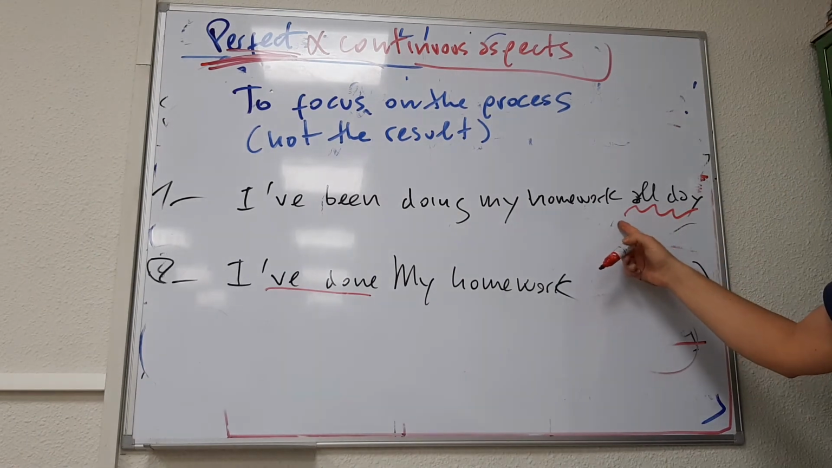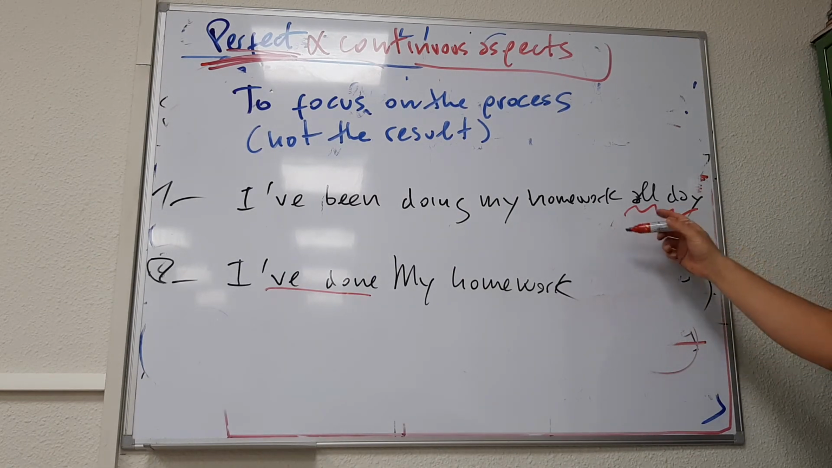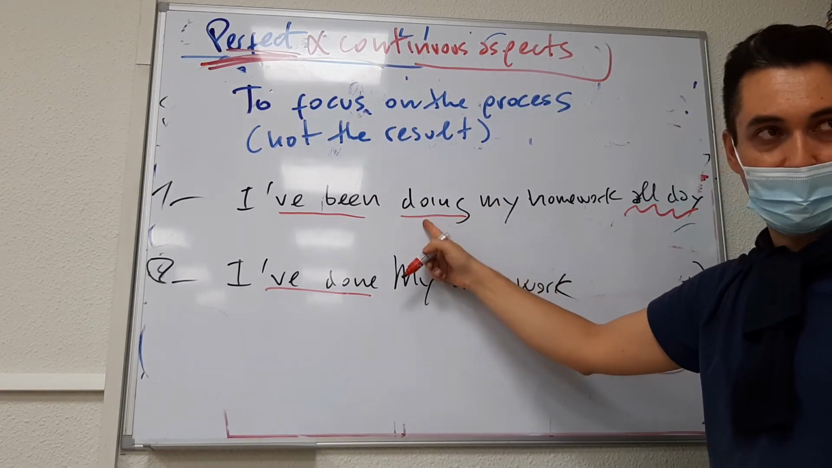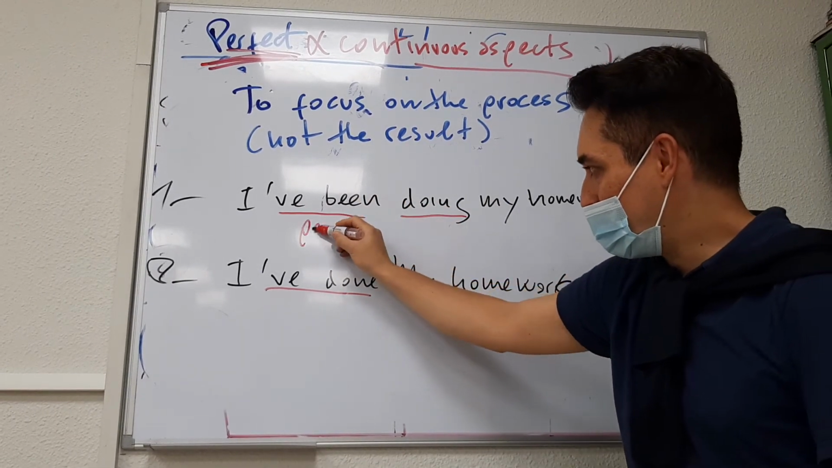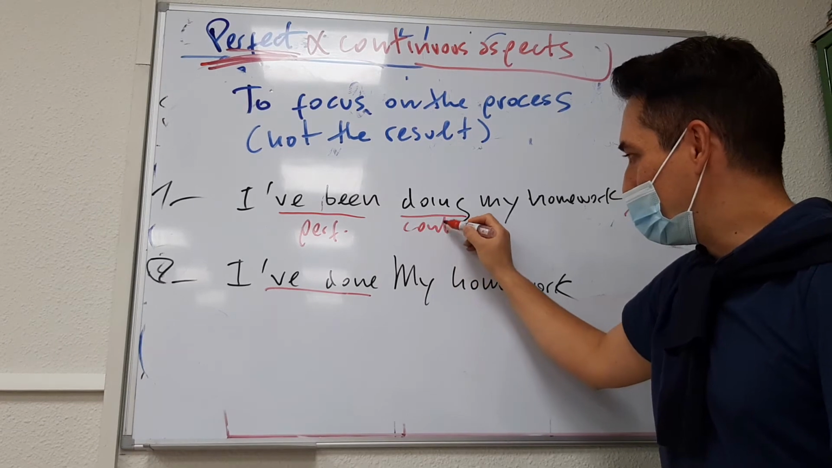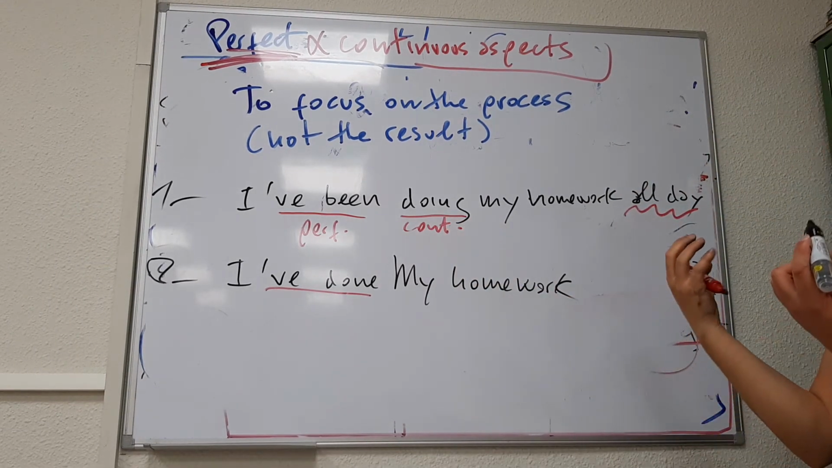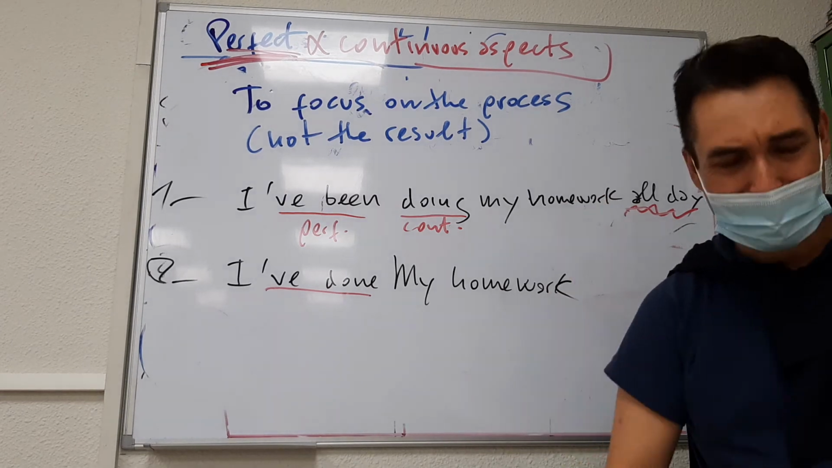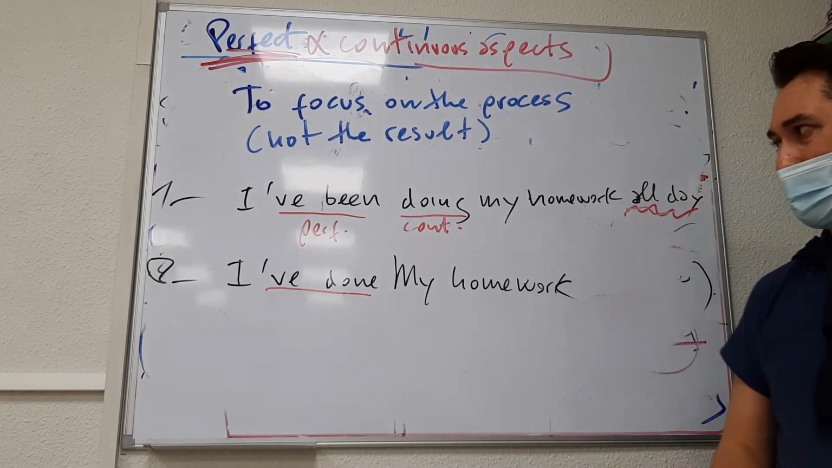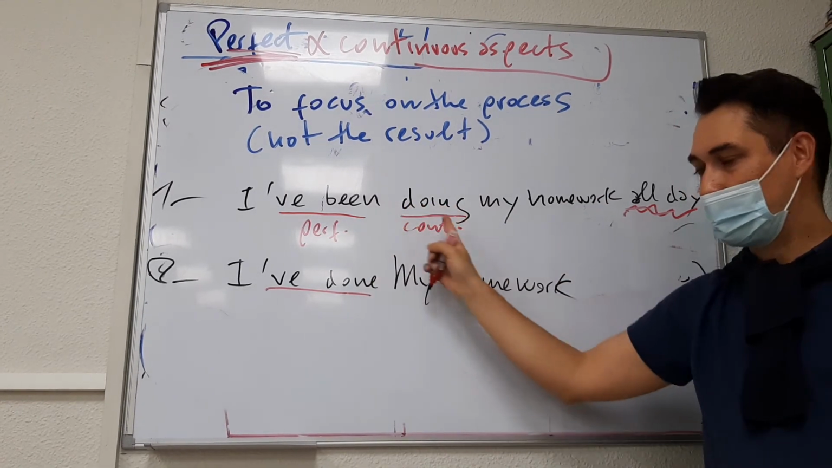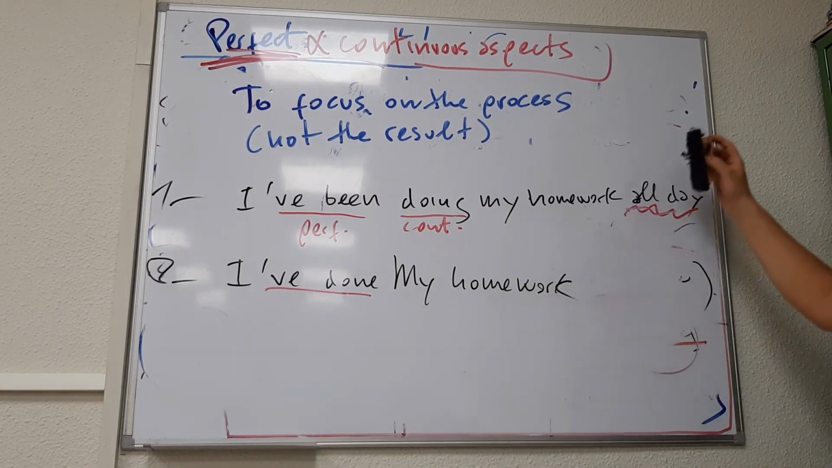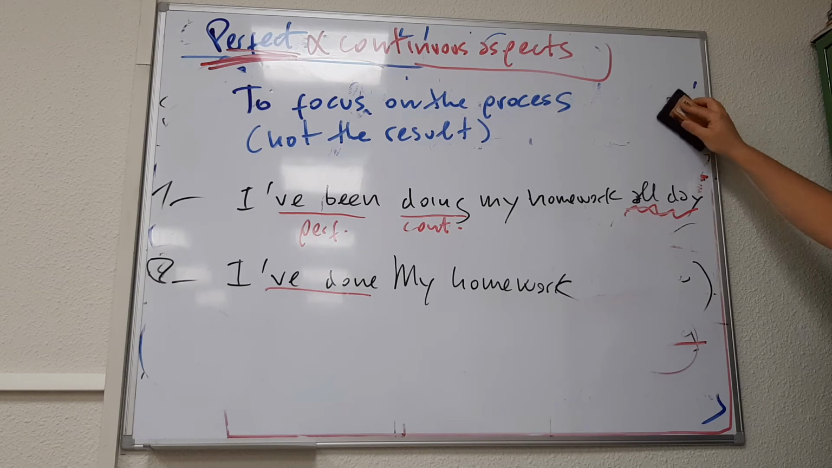Typically, when you say things like, all day I've been doing my homework, then you use the combination of perfect and continuous at the same time, because you are emphasizing the process, that you've been all day doing it, but have you finished or not? It doesn't matter. I've been all day doing it. Perfect, continuous. To emphasize the process. A long time doing it.